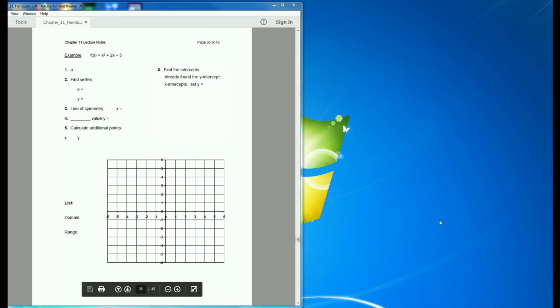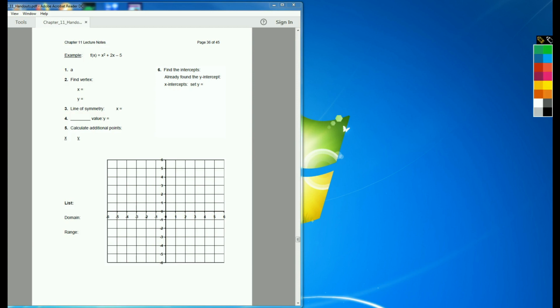Okay, so I'm on page 36 now. I'm going to do this example of how to plot this quadratic function. We've already got it in ax squared plus bx plus c form. So we can see a is 1, b is 2, c is -5.